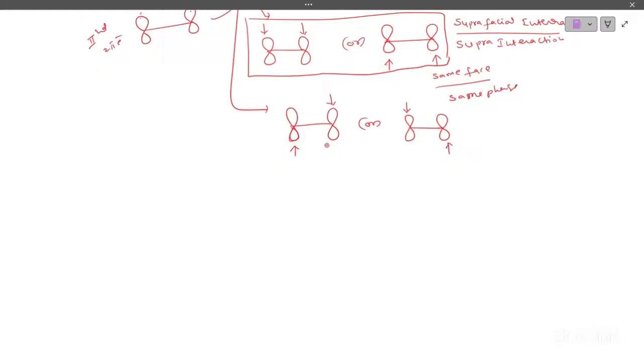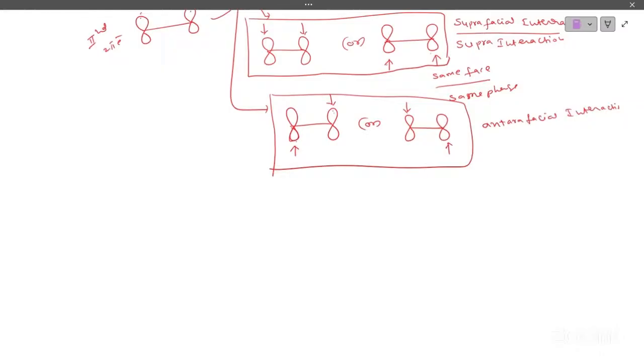Look here, the interacting lobes are opposite. This is known as antarafacial interaction, or antara interaction. Got it as antara interaction.